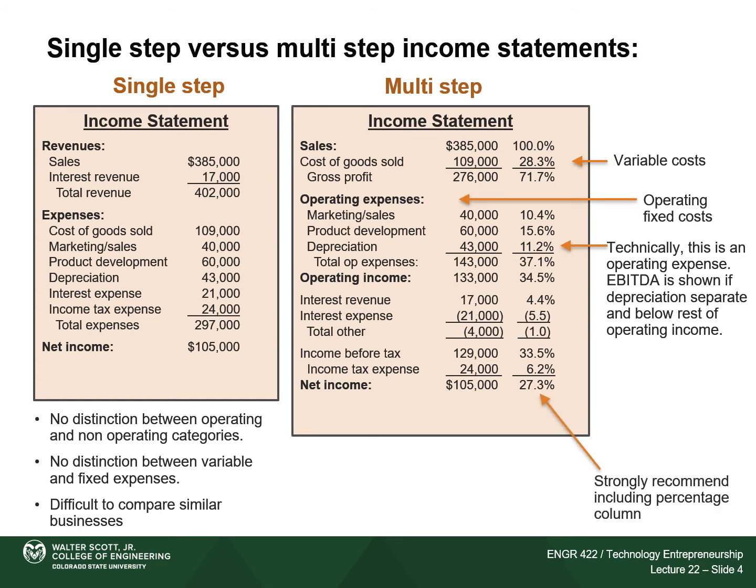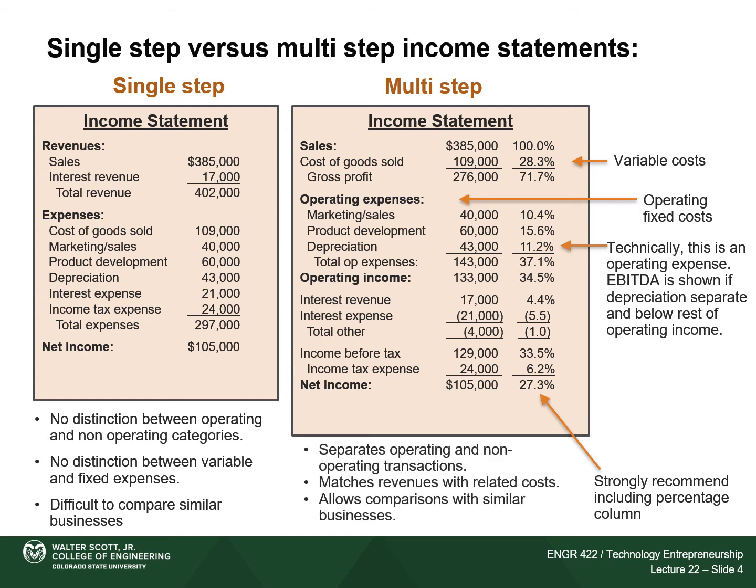Once you have operating income, you can then calculate the other categories that you see here. I also strongly recommend that you include a percentage column. As we've seen in some of the earlier tutorials, that percentage column helps you understand your business relative to other similar businesses, so that you can work out how to manage your business effectively. So when you look at the multi-step versus the single step, the multi-step version of an income statement separates operating and non-operating transactions. It matches revenues with related costs, and it allows comparisons with similar businesses.